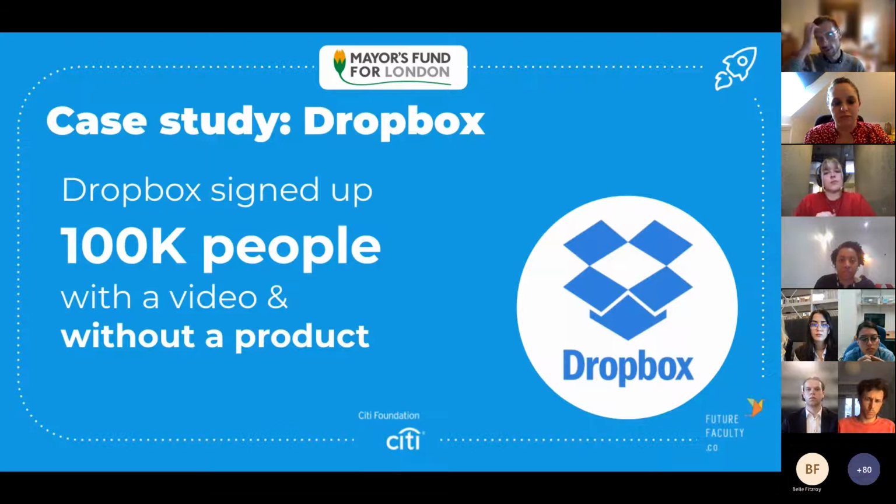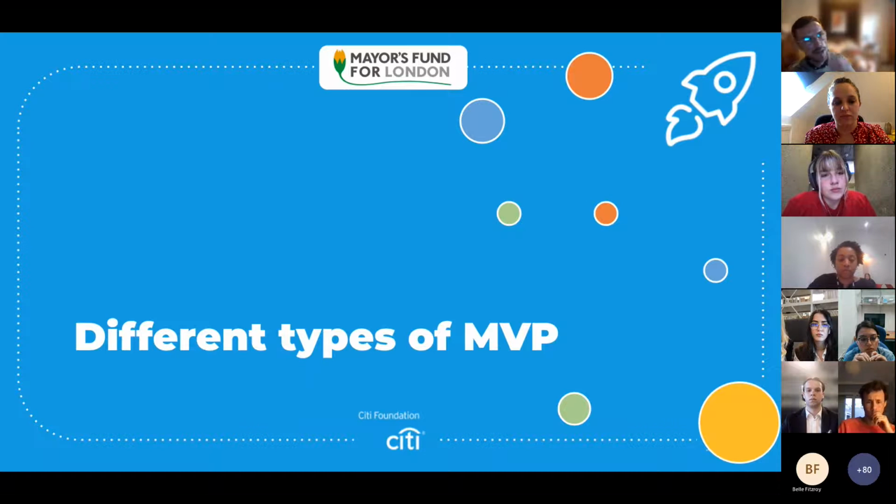So rather than going to Y Combinator and saying, we've got a beautiful product ready to go, they say, we don't have a product, but we tell you what, we've got 100,000 people ready and waiting to use the product. Give us the money and we'll build it, and we'll prove that this is going to be successful. So, a pretty powerful story. And there are all sorts of different ways of doing this.